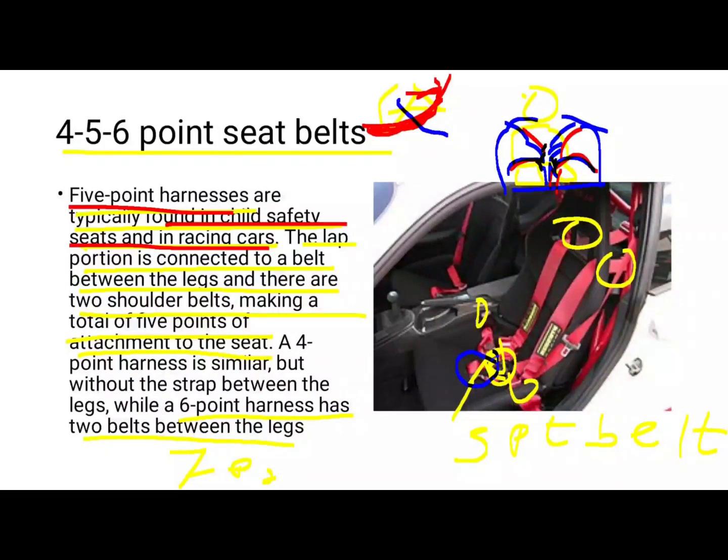So where do we know the 5-point seat belts are used? 5-point seat belts are used for child safety, and they are used in racing cars. Many times you must have seen F1 racing. In F1 racing, 5-point seat belts are used.